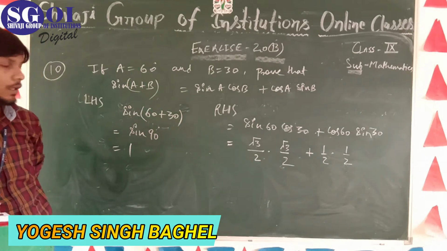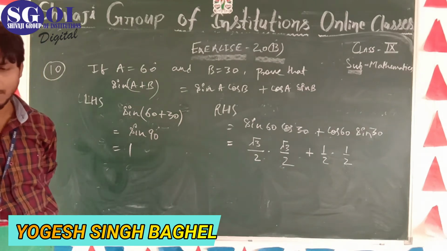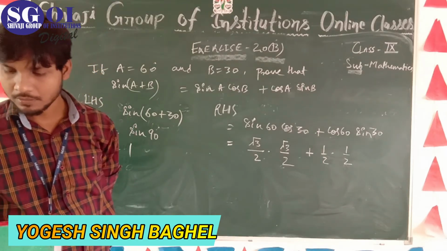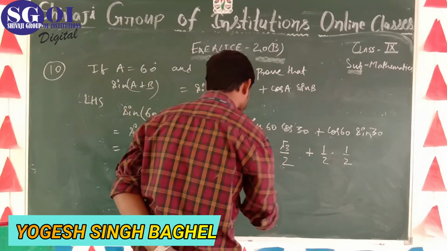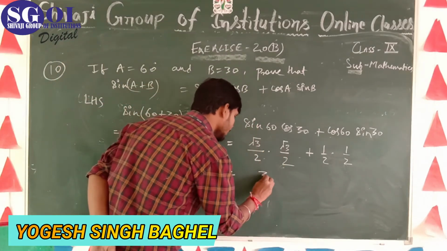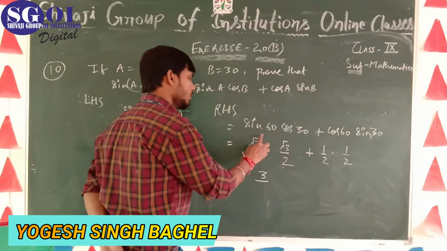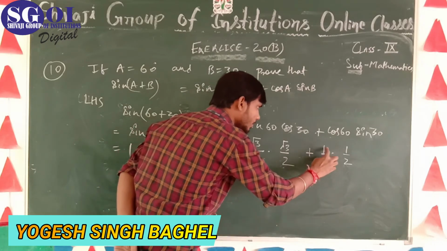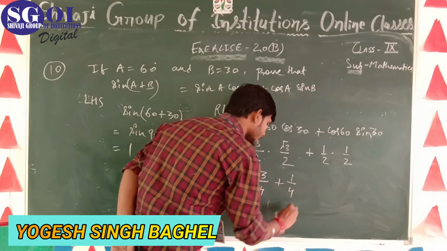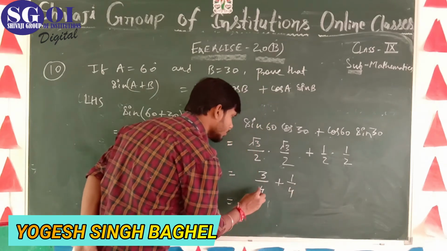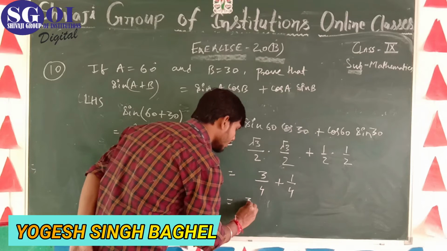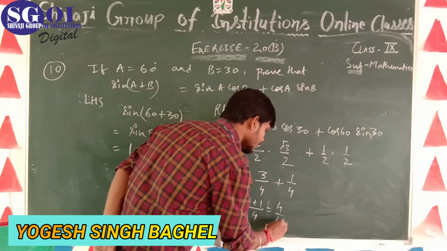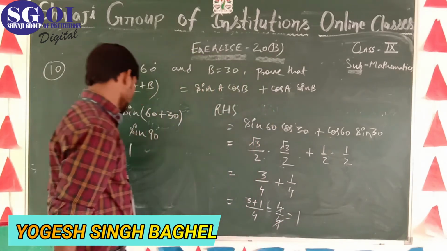Okay friends, now you have to solve it. Sin 60 is root 3 by 2 and cos 30 is root 3 by 2. So root 3 into root 3 comes 3, because the roots will be cancelled. So it comes 3 by 4, plus 1 by 2 into 1 by 2 comes 1 by 4. So 3 by 4 plus 1 by 4 comes (3 plus 1) by 4. So it comes 1.